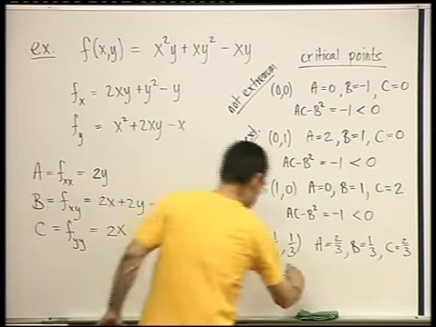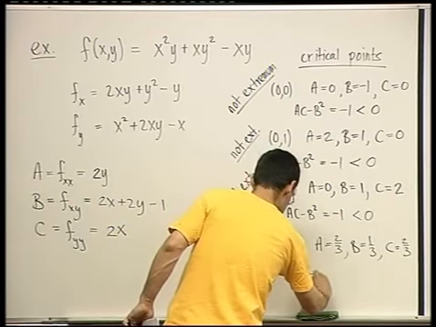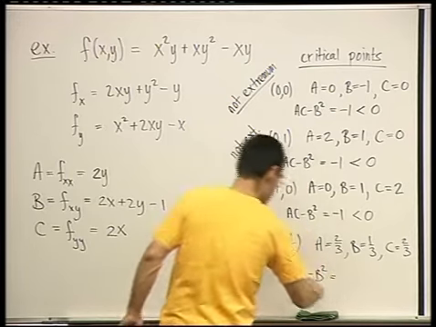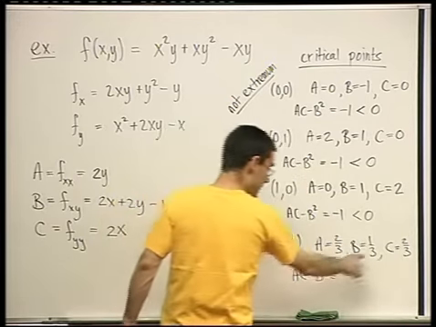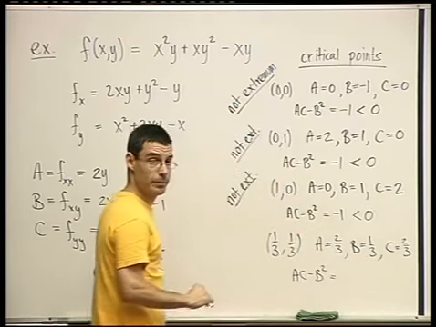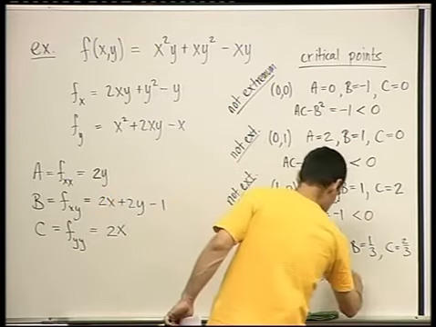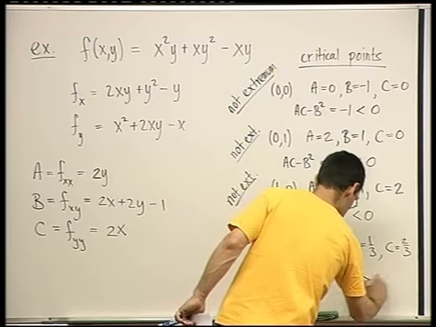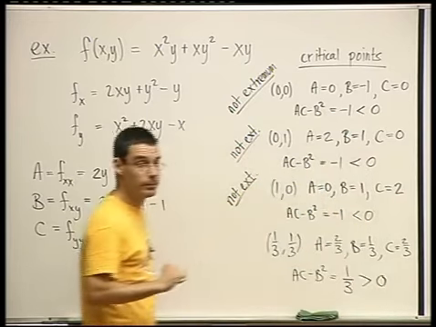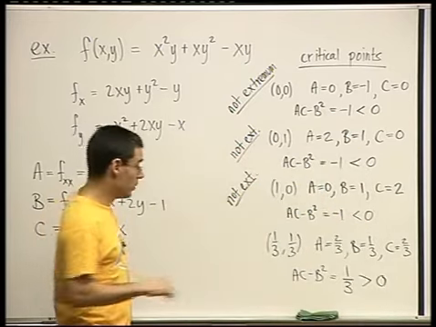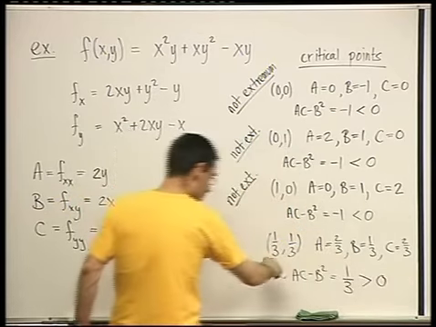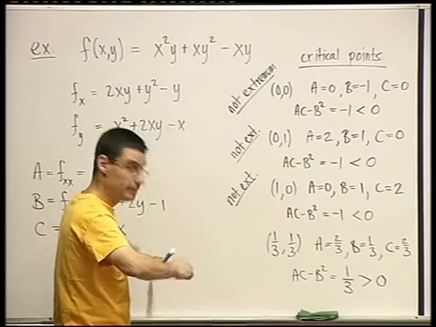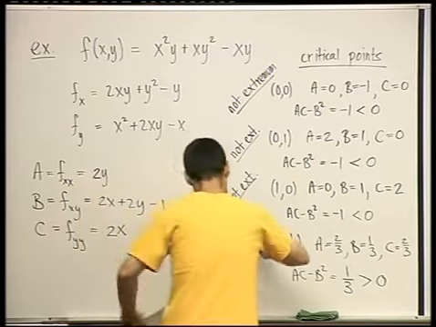And ac minus b squared is what? A times c is 4/9 minus 1/9. So it's 3/9, so it's 1/3, so it's positive. Yay! Okay, so ac minus b squared is positive. A is positive, so what is 1/3, 1/3? Minimum.